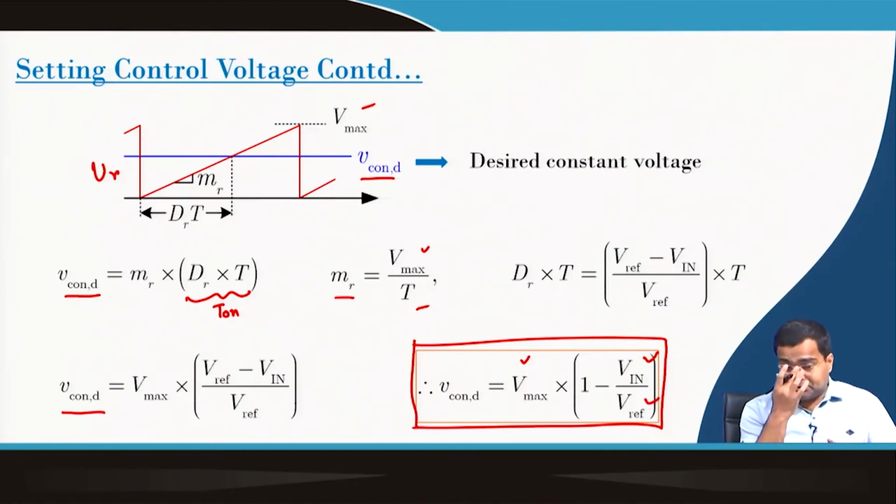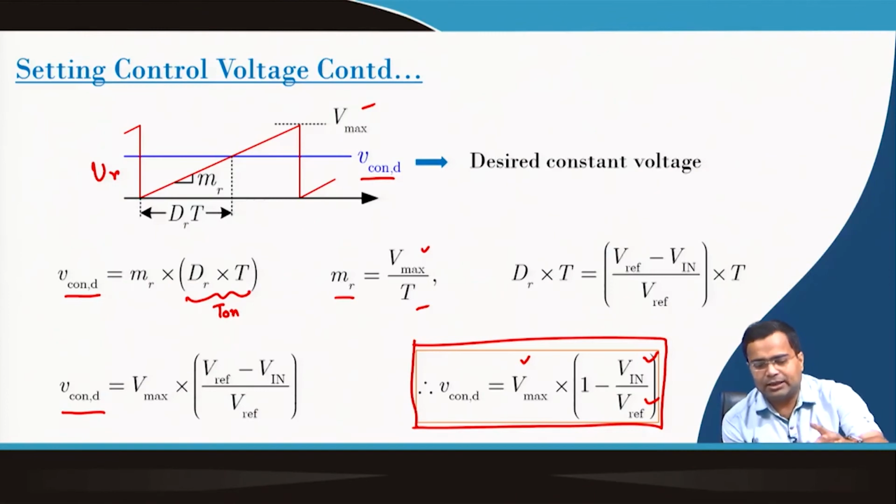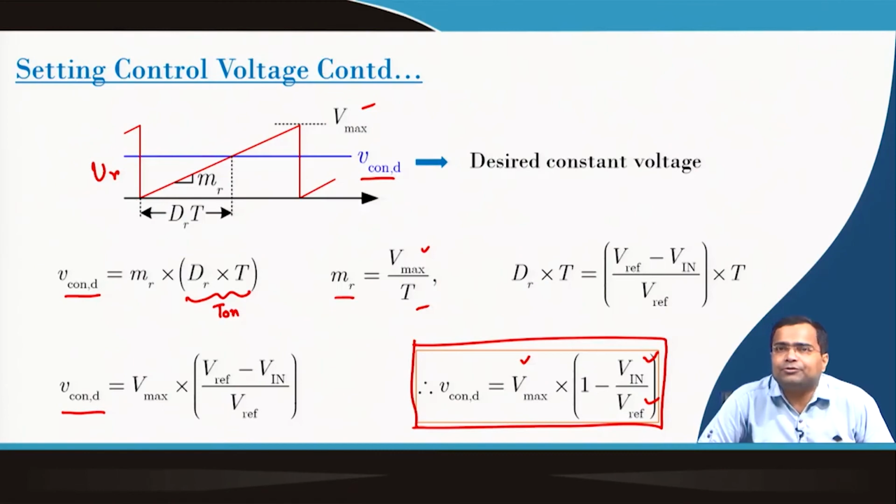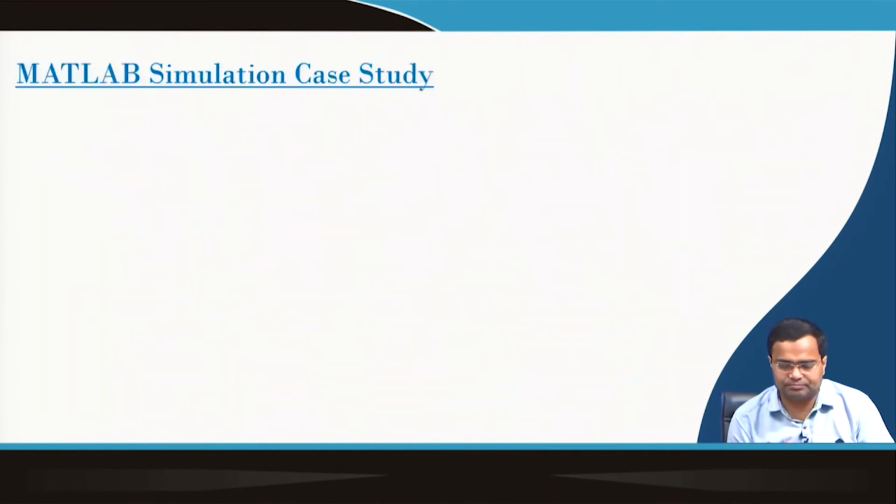So, for the time being, this V con D seems to be independent of T, because T gets cancelled. That means if you keep the maximum voltage constant and the input and reference voltage constant, then even if you change the time period, that means you change the slope, this value will remain the same. That means the same duty ratio can be achieved.